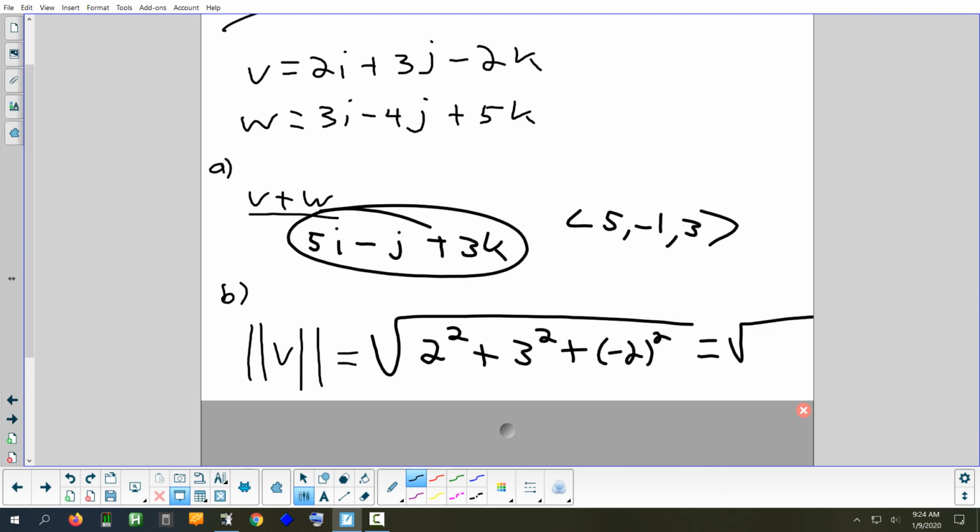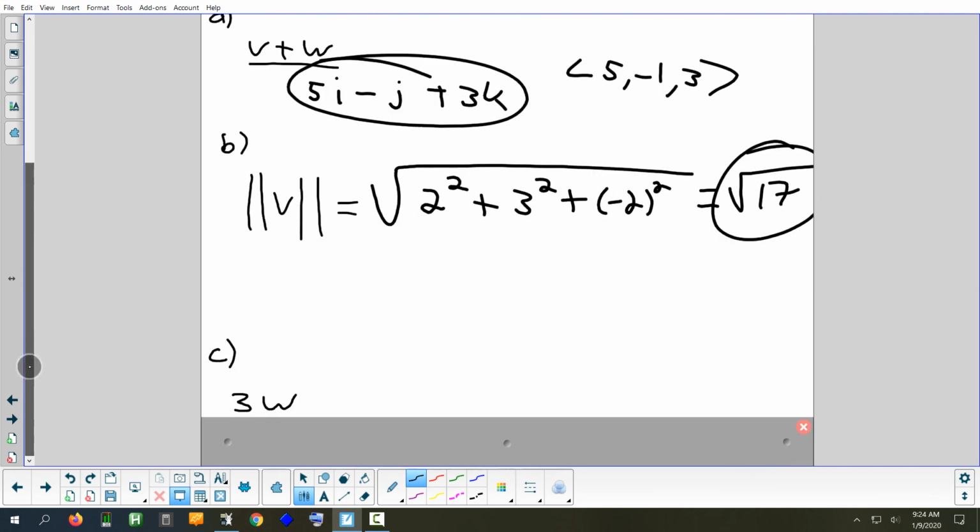So the length of this vector is 4 plus 9 plus 4. Jason, what's 4 plus 9 plus 4? 17. There's your answer. Any questions on how to put that in on a calculator? No. Just checking. So we just leave it like that, the square root of 17.